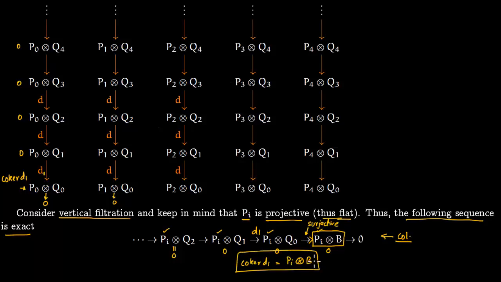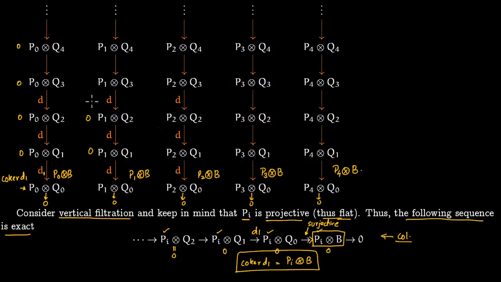So Pi tensor with B. Here you will get P0 tensor with B. Here we will get P1 tensor with B, here P2 tensor with B, here P3 tensor with B, and here P4 tensor with B. Let us now write it clearly on the next page, and everywhere else there is a 0. So these are the only non-zero portions.